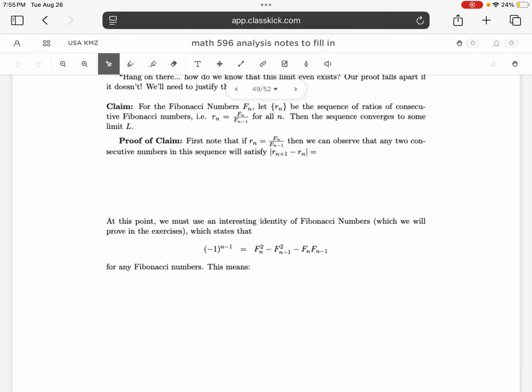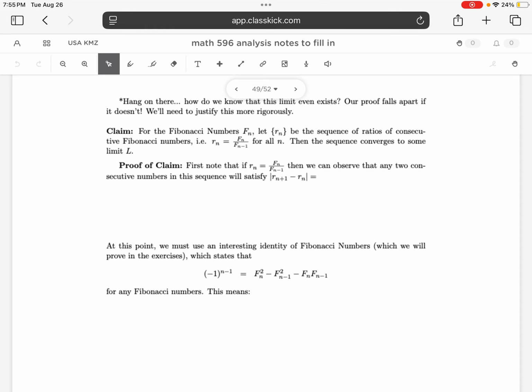So how do we prove this? First note that if R(n) is equal to F(n) over F(n-1), a ratio of Fibonacci numbers, then we can observe that any two consecutive numbers in this sequence are going to have a distance apart that is getting smaller. It's getting close to 0. So let's actually prove this.